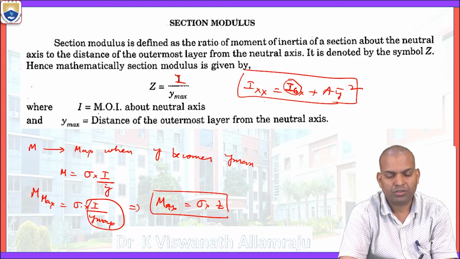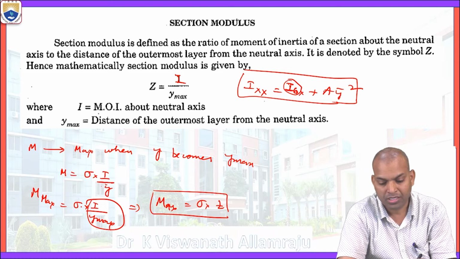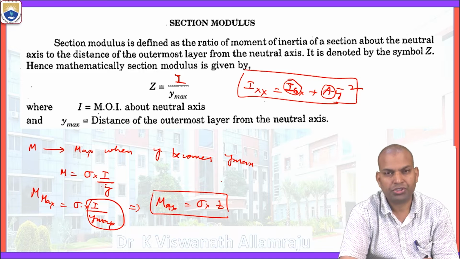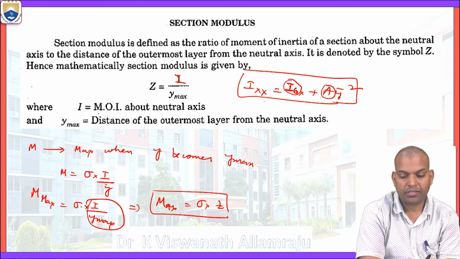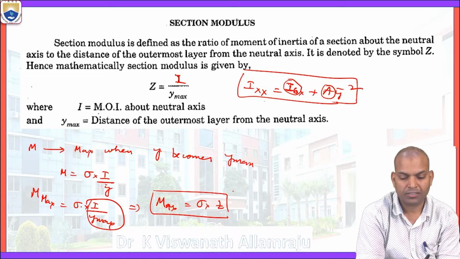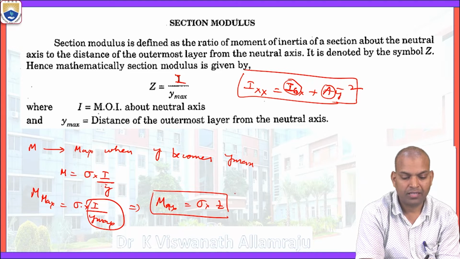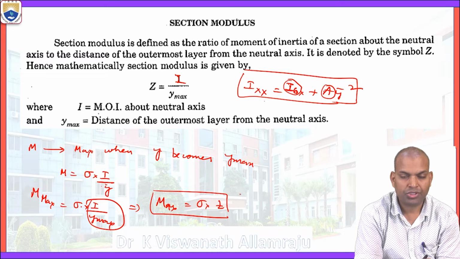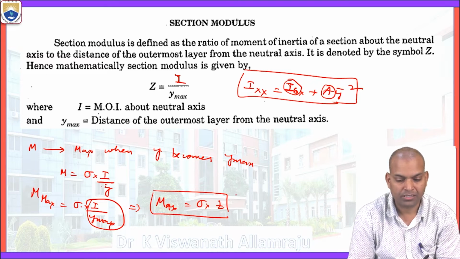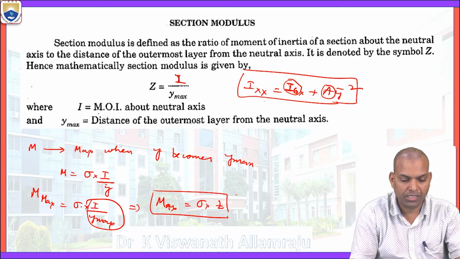The centroidal axis means centroidal or IGX. Neutral axis parallel to the centroidal axis, where A is the area of cross section of the geometry and y bar is the centroid from the reference axis. So this is the parallel axis theorem. But whereas I here, it is mentioned as moment of inertia about neutral axis. So it is denoted by the letter Z.